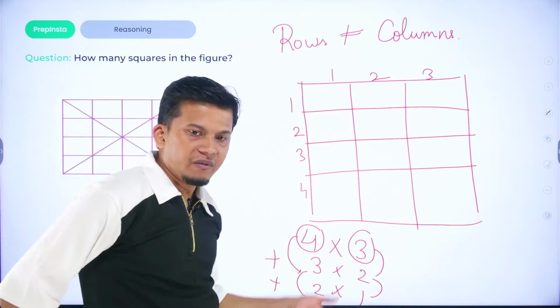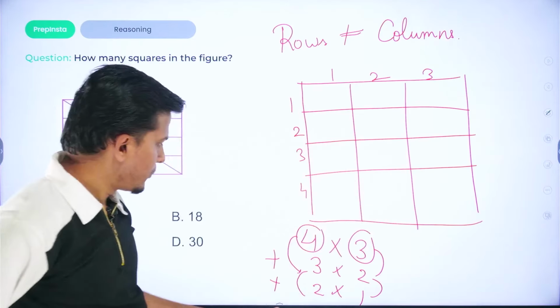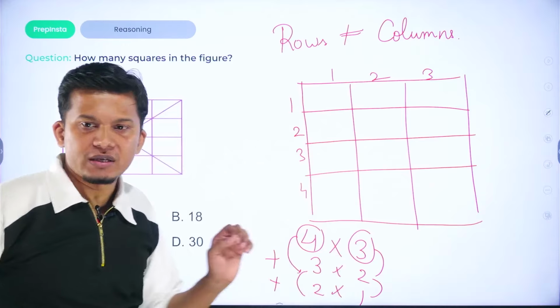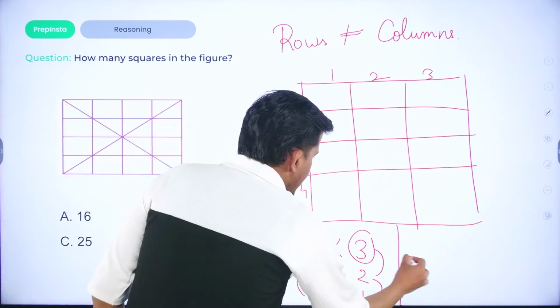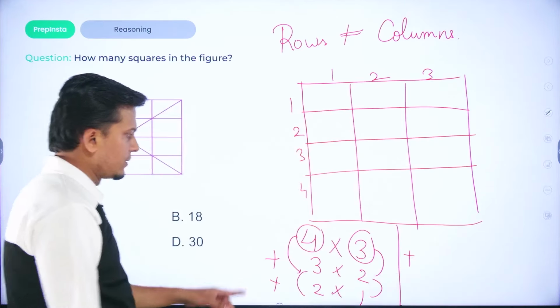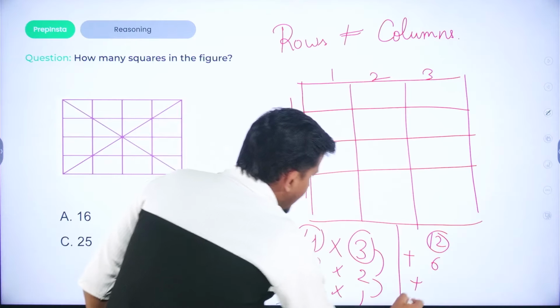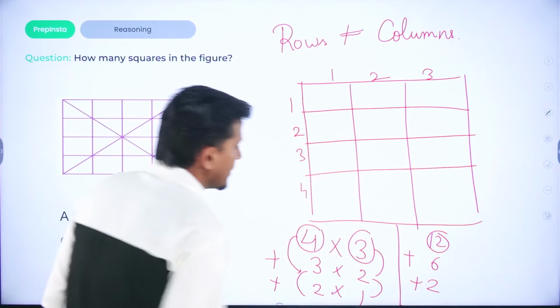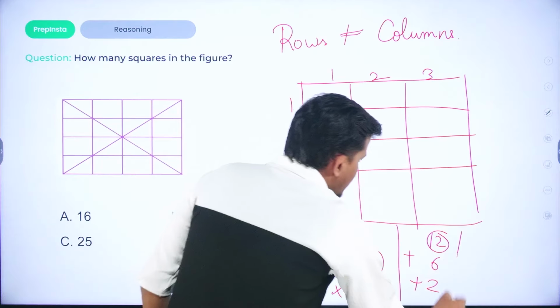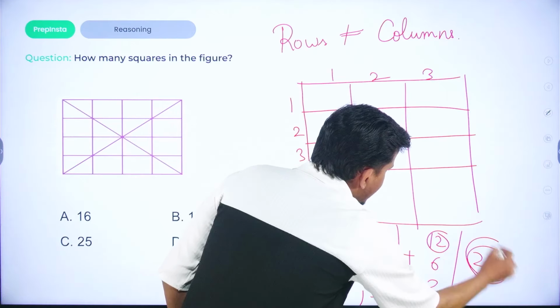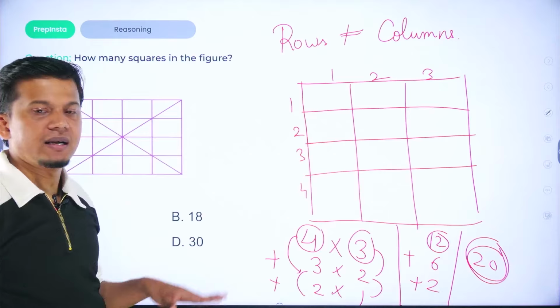After this we will not consider any particular product because 1 is the smallest number. Now we have to add on, just add all these three values. So we got 12 from here, we got 6 from here, and we got 2 from here. So the total sum would be 20. So the number of squares that are hidden in this particular figure are 20.